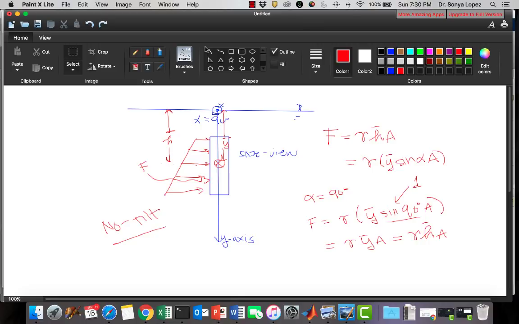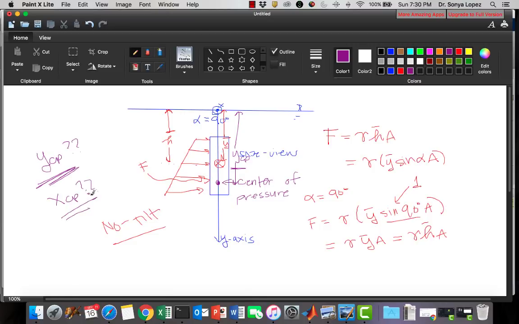So the next thing we're going to discuss is how we determine this location, right? So this is going to be the center of pressure, and we know it is acting at YCP here, but what is YCP? This is our Y center of pressure. There's also going to be an X center of pressure. And what are the equations that we need to use in order to define these?